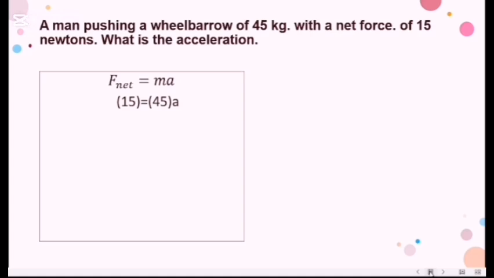So acceleration is multiplying with 45. By the laws of mathematics, if there is multiplication, you have to divide. So we will divide both sides by 45 to get acceleration equals 15 over 45. If you press that in your calculator, it will give you 0.33333. And don't forget the unit for acceleration, meters per second squared.